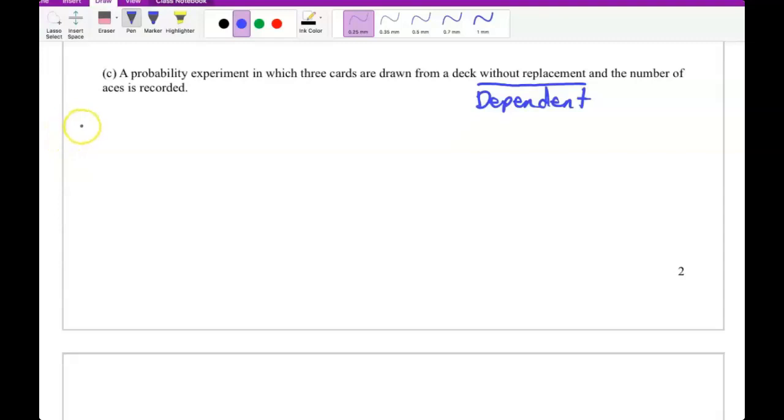Okay, so starting from the first step, we should have a fixed number of trials. So fixed trials. Okay, here we have 3 cards, so this n is 3. And as I said, since this one is without replacement, we don't have independence, so this part is dependent.